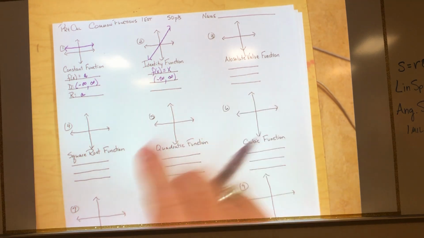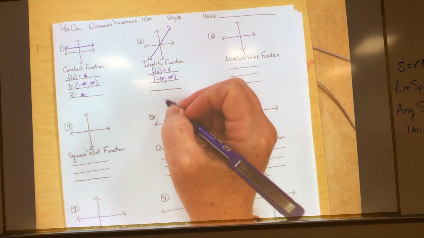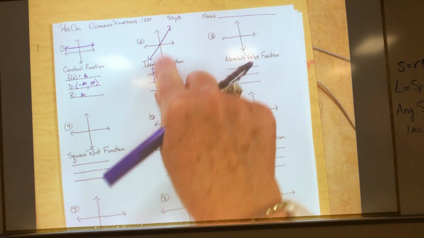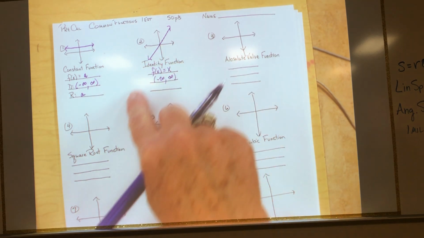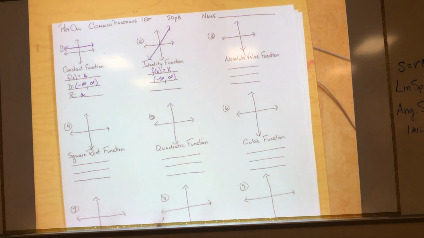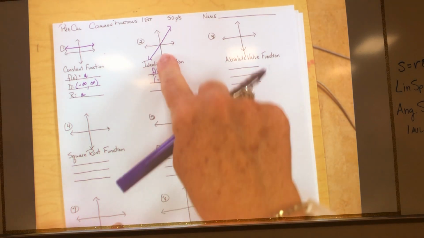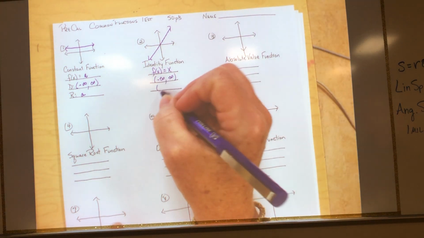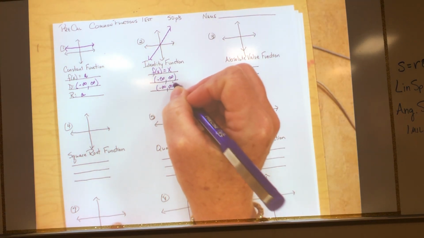What about my range? With respect to the y-axis, where does it go? All the way down, what is that? Negative infinity to all the way up. So that's negative infinity to positive infinity.